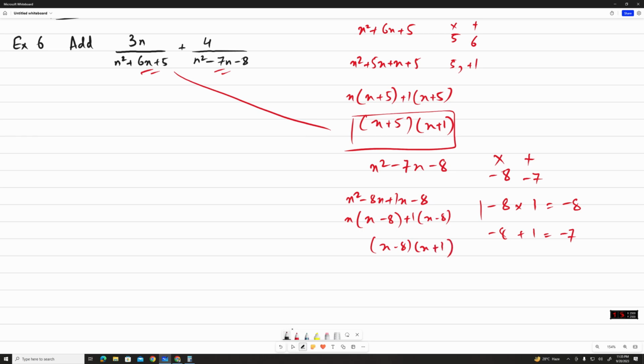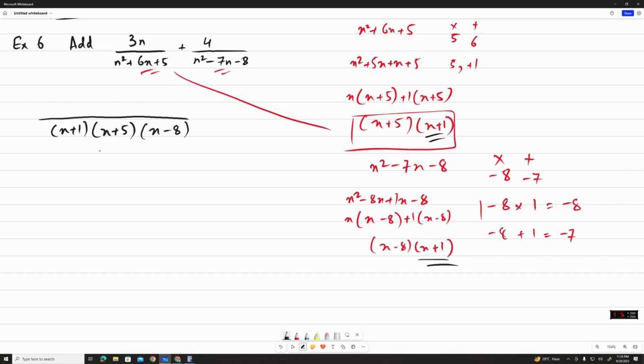Now the trick is to include every term. So we will draw the denominator line. We will have x plus 1, this one. We will not repeat the same term. We have this thing common. Now we have x plus 5 as common, right? And we have x minus 8 as common. Now it's pretty easy.